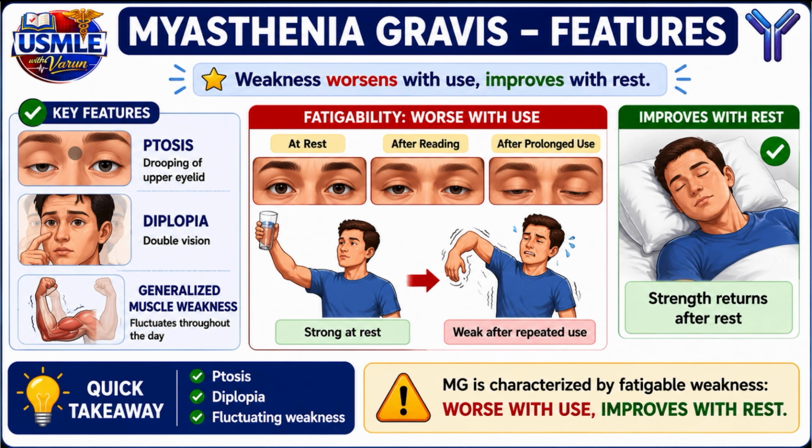The hallmark of myasthenia gravis is fatigable weakness. Symptoms worsen with repeated use and improve with rest. Eye muscles are commonly affected first. So ptosis, drooping of the upper eyelid, and diplopia, double vision, and it is also characterized by generalized muscle weakness, which fluctuates throughout the day. Fatigability is characterized by worsening with repeated usage. After prolonged usage, there is worsening, and this improves with rest. Strength returns after rest. Myasthenia gravis is characterized by fatigable weakness. It is worse with use and improves with rest.